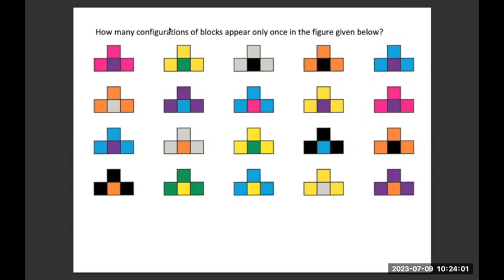What you have to find is how many configurations of blocks appear only once in the figure given below. Like, for instance, this is the first figure. This part is getting repeated here. So I won't count that because it's getting repeated here. But I'm more interested in counting blocks which are appearing only once and which are unique, which is this block. So how many such blocks are there in this graphic? That's all you have to find. You have to find the number of graphics which are unique and which are happening only once.